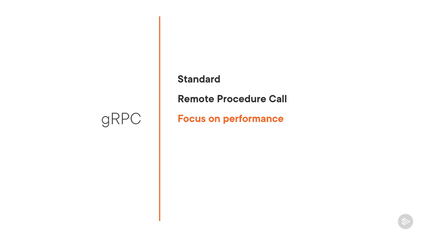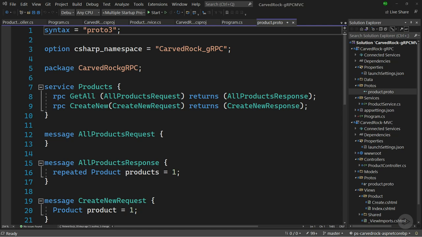It uses the HTTP 2 or 3 protocol and a very efficient binary serialization format called protocol buffers instead of JSON. A contract is used to describe what methods the API has and what the parameters and return types are. Here's the contract for the Carved Rock application. It is contained in a proto file.